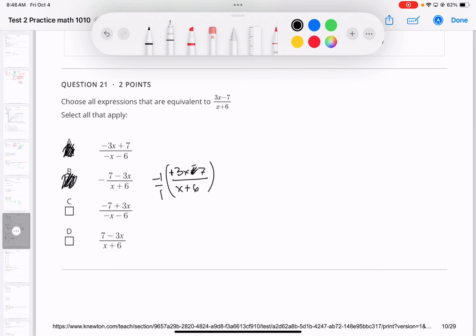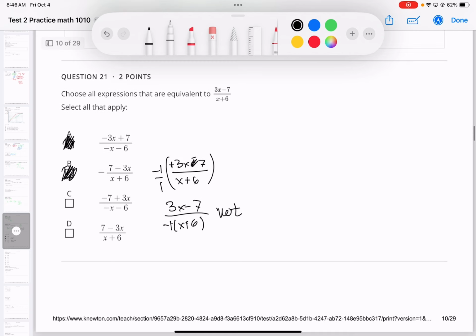Okay, let's rewrite this one again. I got 3x minus 7 over negative 1x plus 6. So that's not the same. This one would be negative 3x plus 7 over x plus 6. So that's taking out a negative 1, so this is not either.